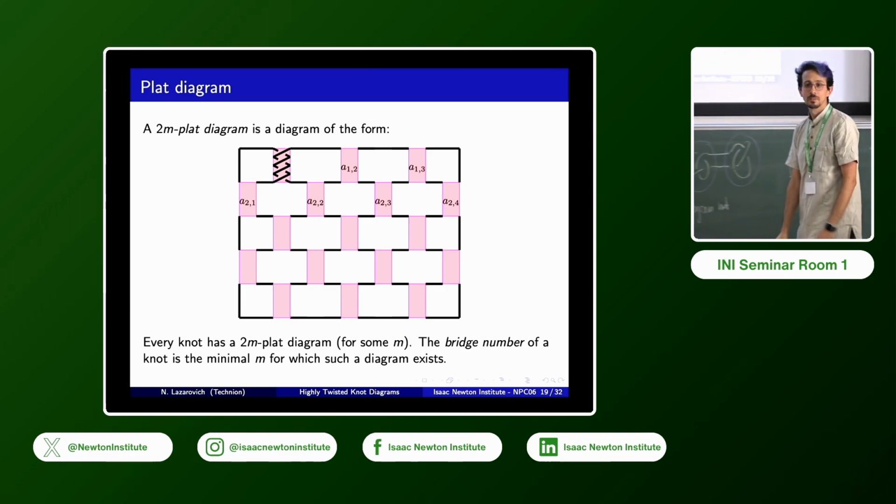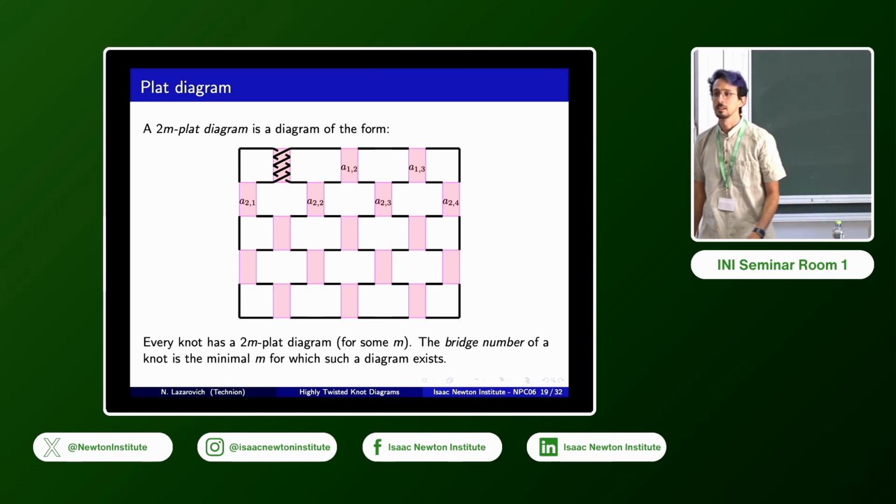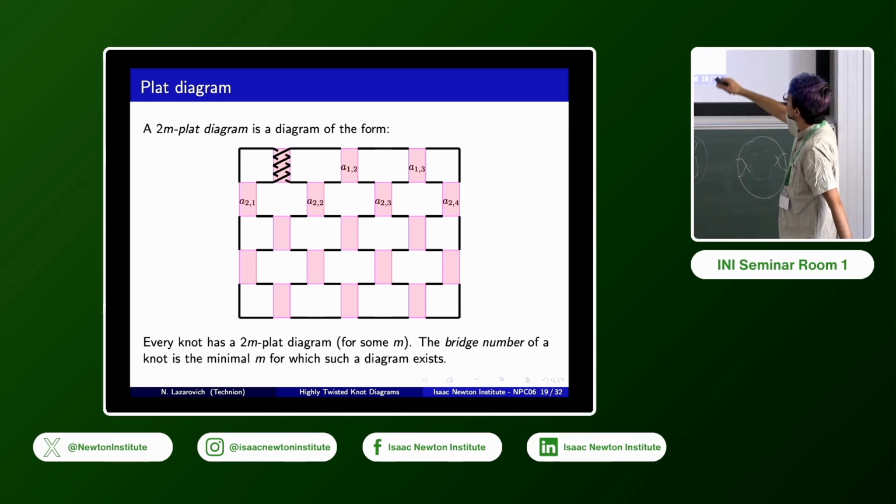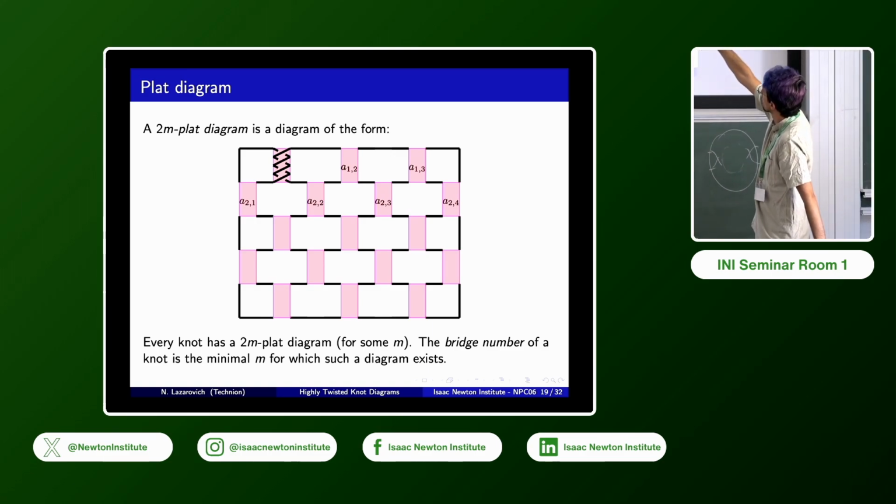What does the 2m refer to? Sorry? In a 2m flat diagram, where's the 2m? M here is 4. 2m is the number of strands in the braid.